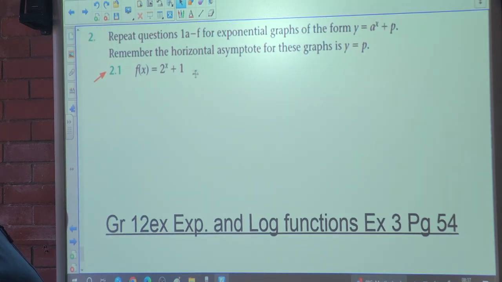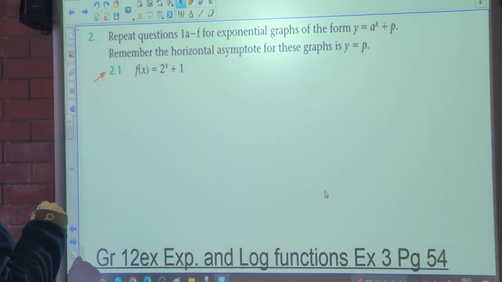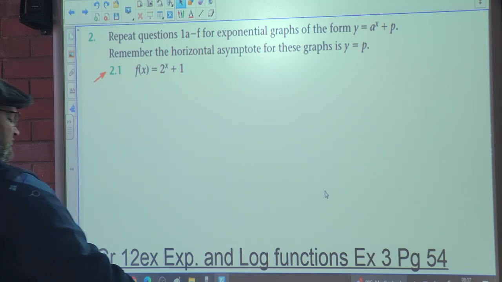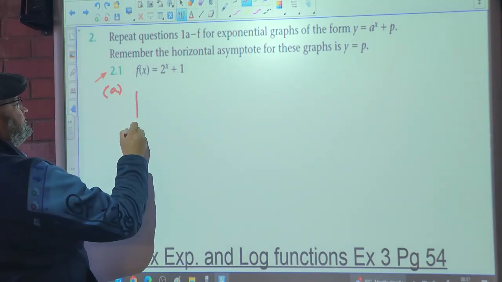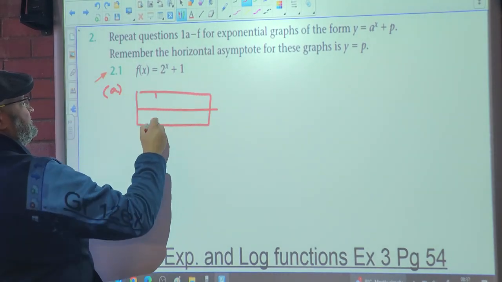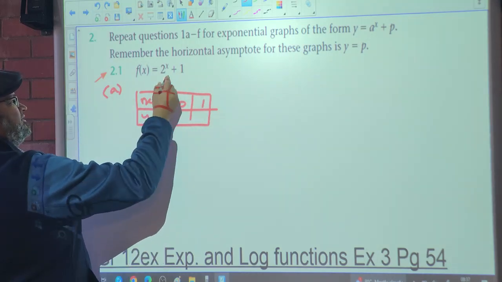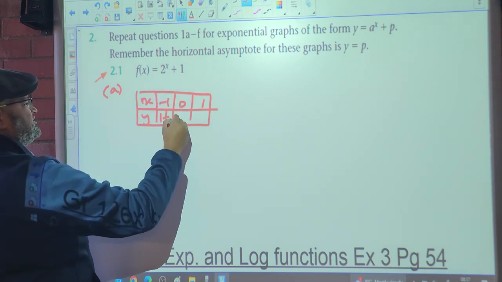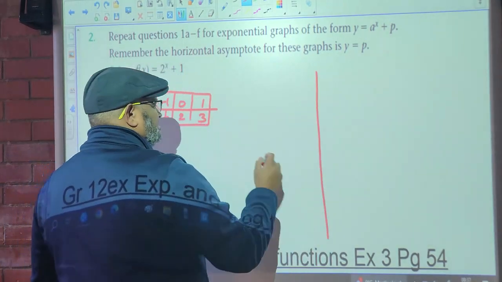In question 2, it says repeat questions 1a to f for the exponential graph of the form y is equal to 2 to the x plus 1. Remember that the horizontal asymptote for these graphs is y is equal to 1. If we draw this graph, where do we start? We start with a table. Which values do we put in our table? -1, 0 and 1. So -1 gives 1.5, 0 gives 2, 1 gives 3. Enough information to draw the graph.